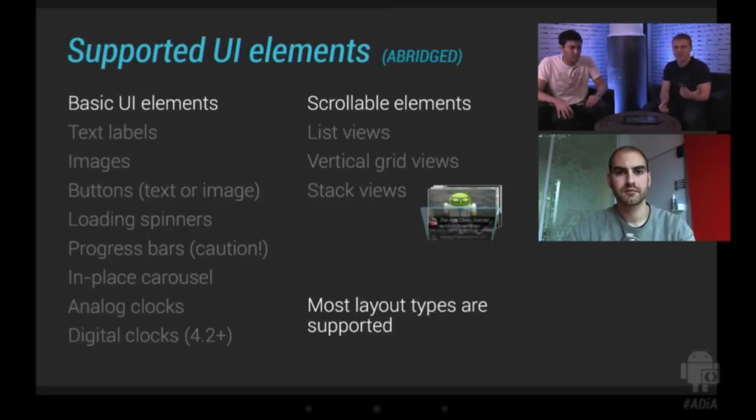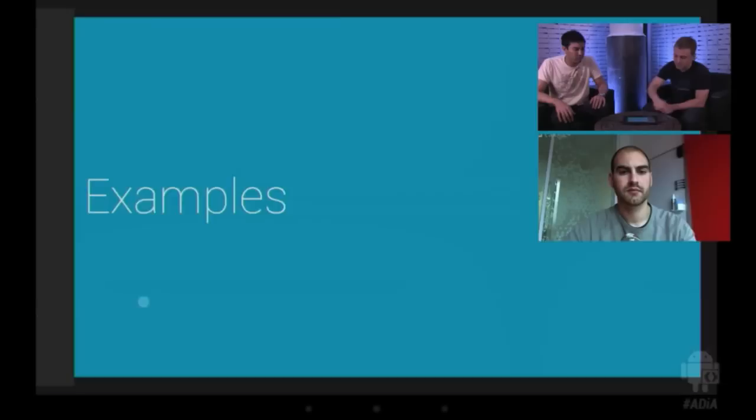And then most of the layout types, as a designer, you may not be aware of the different layout types, but there are things like relative layout, where things are arranged relative to one another, linear layout, where things are arranged linearly, and frame layout and things like that. All those main ones are supported. So you have a lot of options in terms of where things are placed within the widget. That's one of the more open parts of the widget system. So those are the supported UI elements.